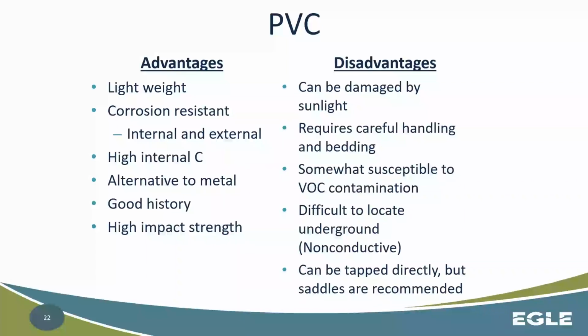Pay attention to that. They can be somewhat susceptible to VOC contamination, so that can make it a little bit more difficult, especially if you're in a highly contaminated area. One additional thing to consider: as we just talked about, it's not conductive, so you've got to keep that tracer wire going so you can locate it later down the line. And then it can be tapped directly, but saddles are probably recommended in most situations. Okay, going to be more durable, going to stand up over time, so you're not having an issue with your corporation fitting.